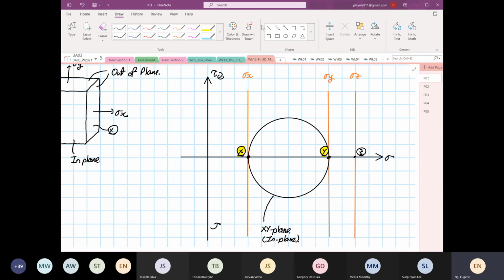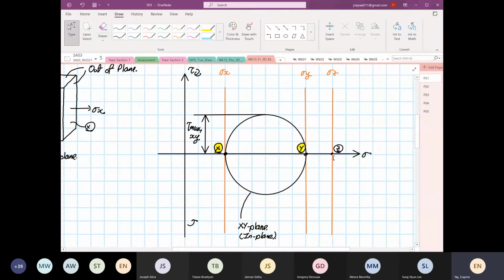If you look at the shearing stress, so this is the shearing stress. This is our maximum shear stress in the XY plane. And then we look at the next one.